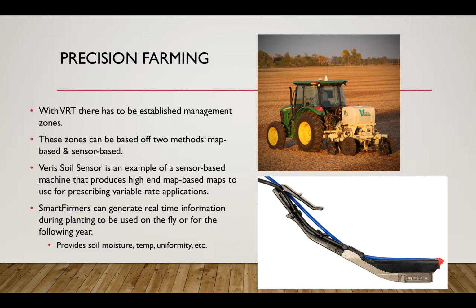There's a few up in my area, as well as these smart firmers. I believe Precision Planting has the smart firmers here, and guys will run these on their planter. And it can give on-the-fly information, as well as that information can be stored onto a computer database and later looked at for the following year, to determine if they need to adjust fertilizing rates or planting populations, etc., etc.